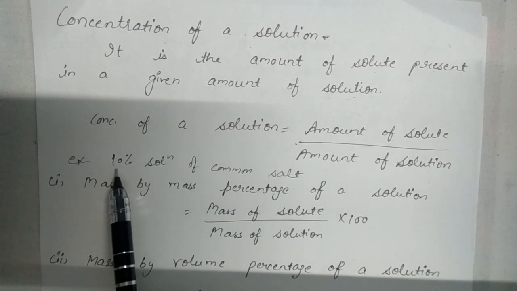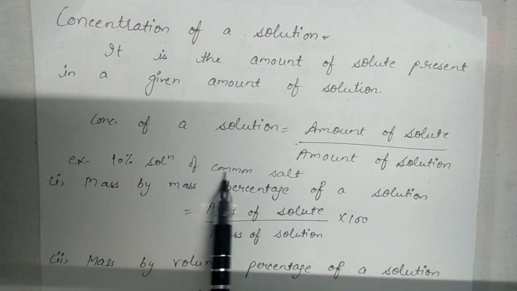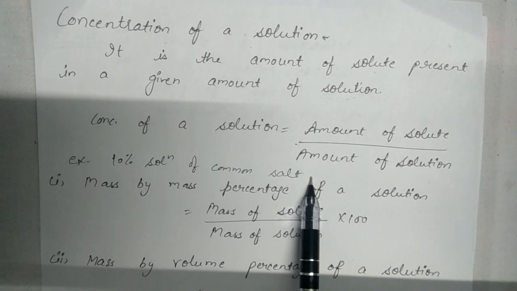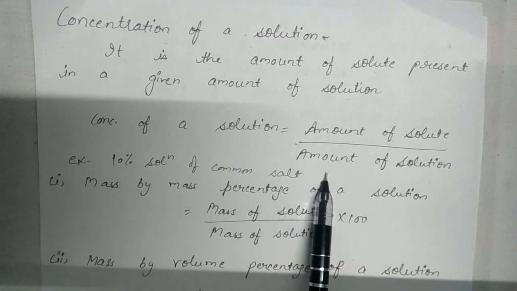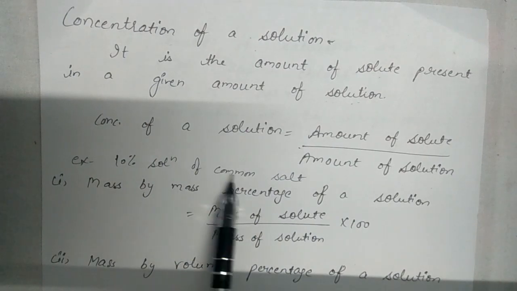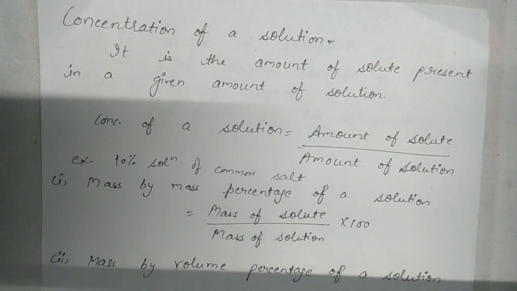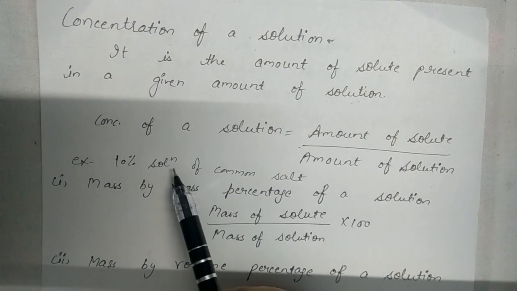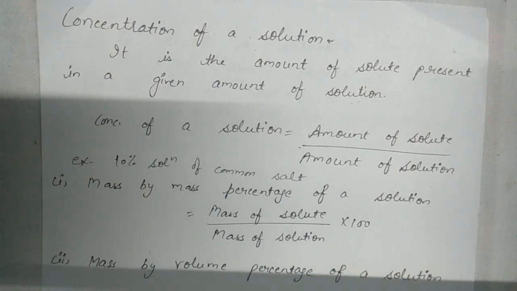Suppose we have a solution, if we say 10% solution of a common salt. 10% solution of a common salt means in 100 gram of solution, 10 gram of common salt is present. It means 10 gram of solute, that is salt, plus 90 gram of water, that is solvent, makes up the 100 gram of the solution.